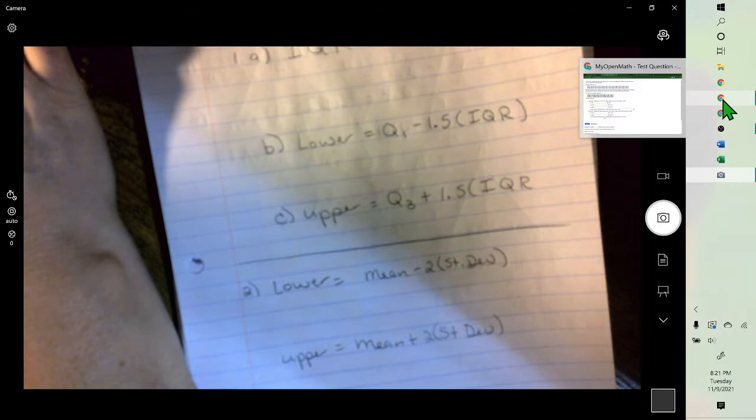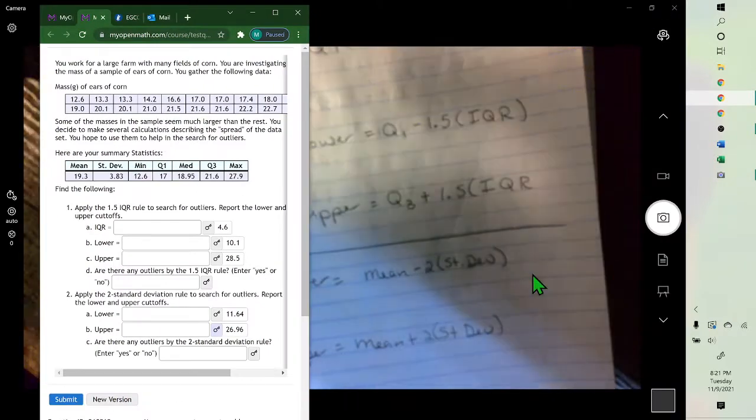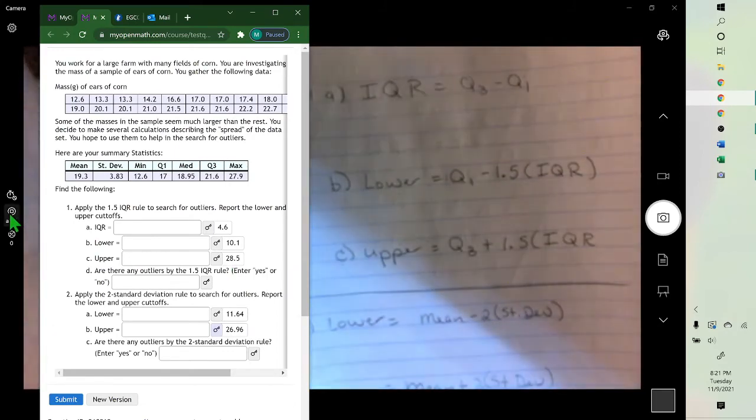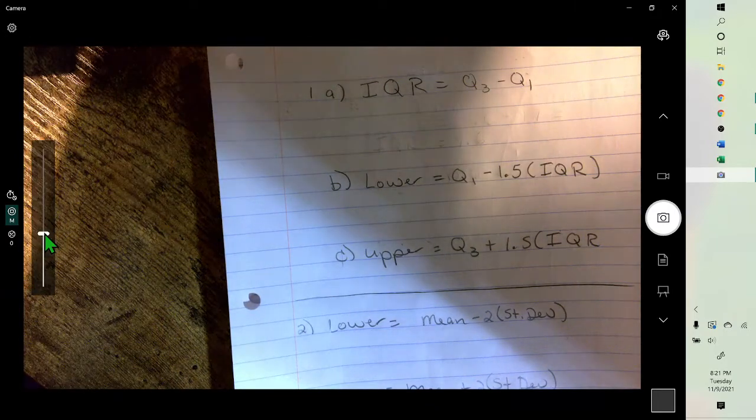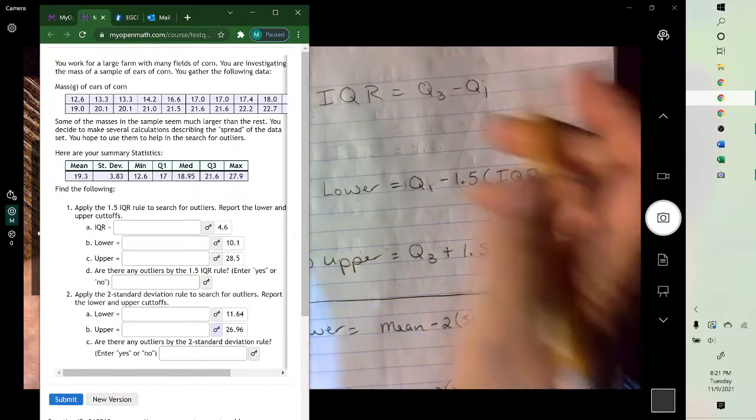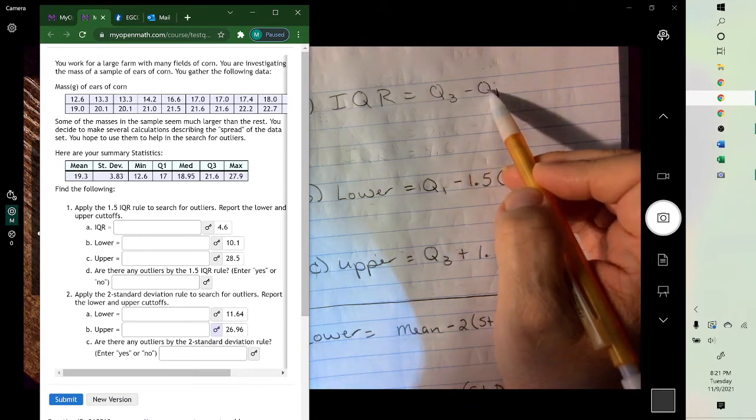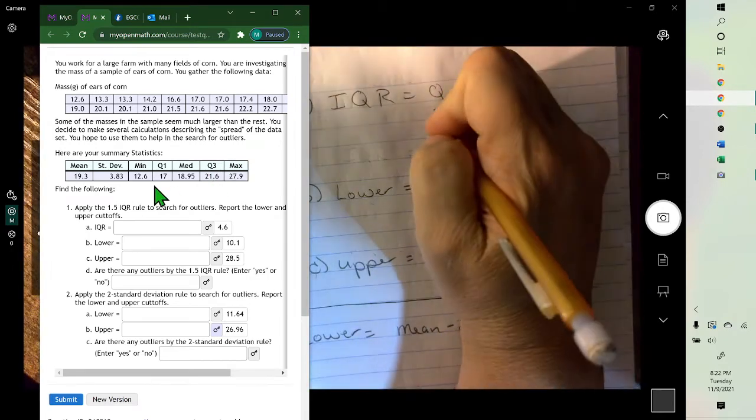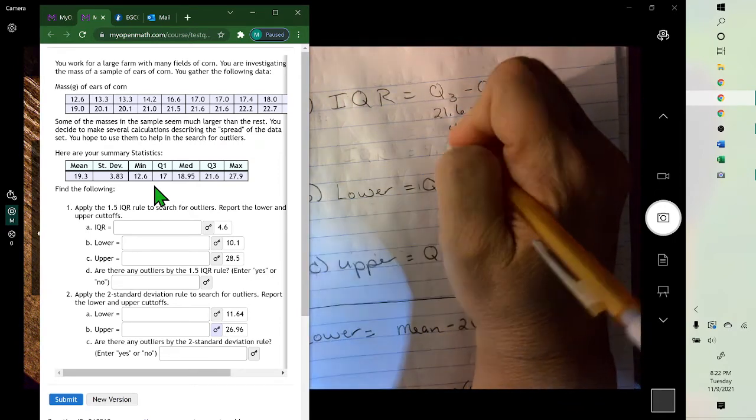Hello. For this problem, we're finding the interquartile range and then whether there are outliers or not. You first need to find your interquartile range, which is just subtracting your Q1 from your Q3. Over here, that's 21.6 minus 17, which gives us 4.6.